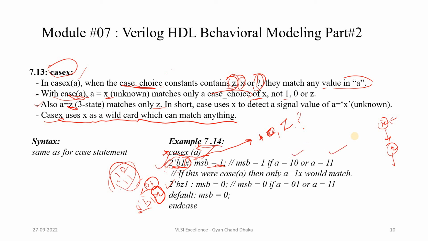If you see the difference, when instead of casex we have case A, then this item, 2'b1x, will match only when A has 1x. Then only this case item will be selected. Now let's see the next case item, which is 2'bz1. As I said, if we are using casex, X, Z and the question mark symbol are all considered as a don't care. So here Z will be considered as a don't care. So this case item will be selected whenever the value of A is 01 or 11. I hope this is clear.